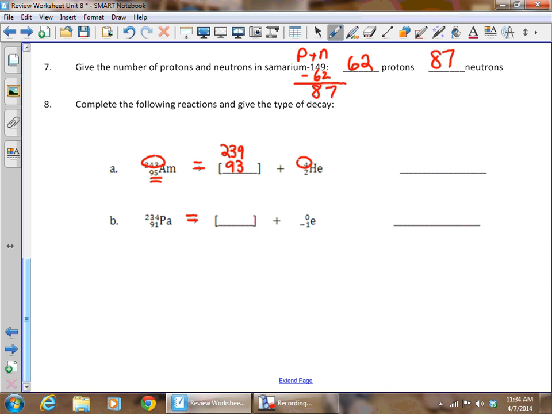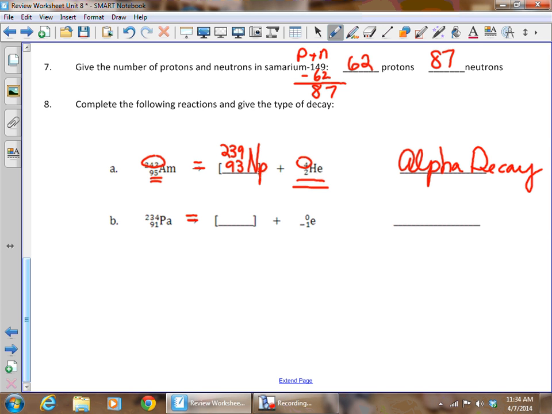Now, what element is that? Look on your periodic chart. Find number 93, and you'll see that number 93 is Np, neptunium. And since this is the 4/2 He particle, you should know that therefore this is going to be alpha decay.